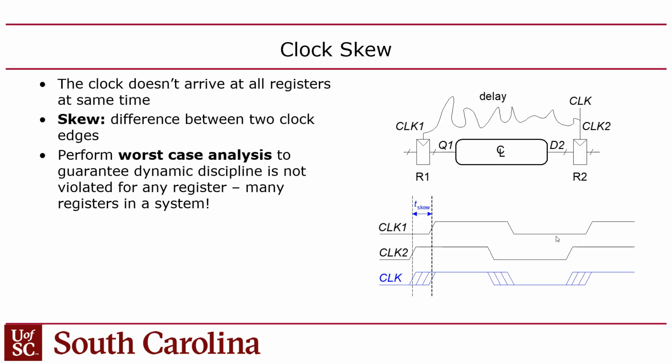If the source register gets a head start because it's closer to the clock source, then it is more likely to violate the hold, right? Because it's going to speed up, it's going to give it a head start. It's going to get its signal out even faster as compared to its destination because it saw the clock edge first, before the destination register saw its clock edge. So this is called clock skew.